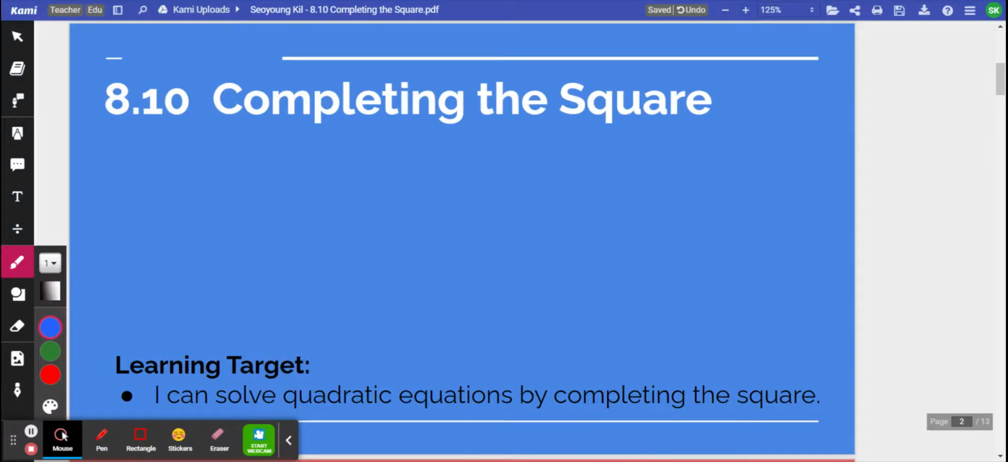Hey Algebra students! So far in this unit, you've learned how to solve quadratics in many different ways. You learned how to solve by graphing, by factoring, and by square rooting. Today, you learn a strategy called completing the square, and that's how we're going to solve quadratics today.